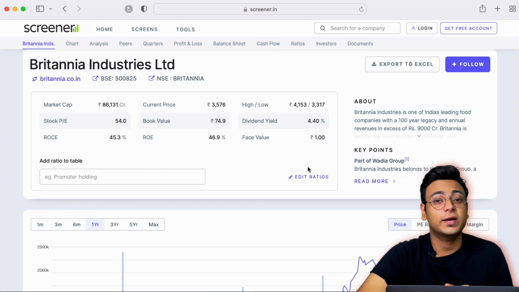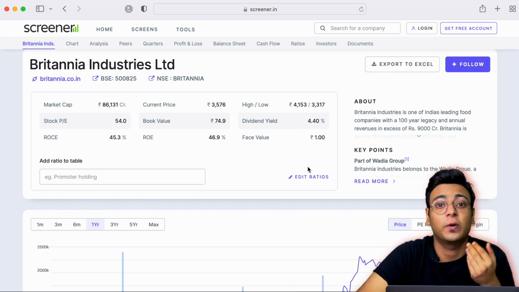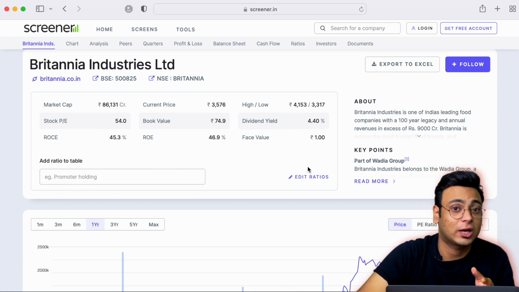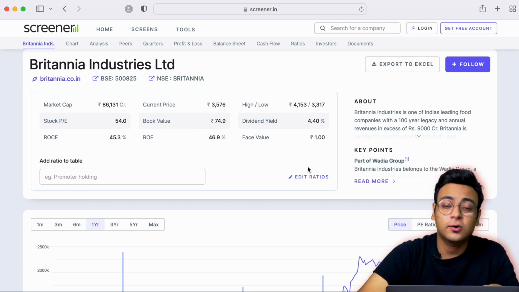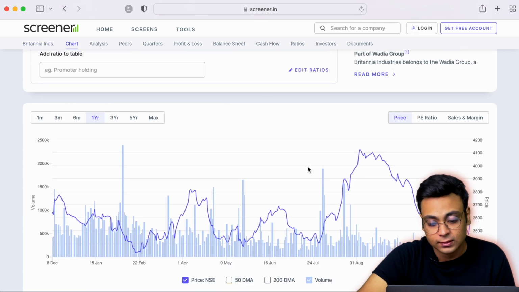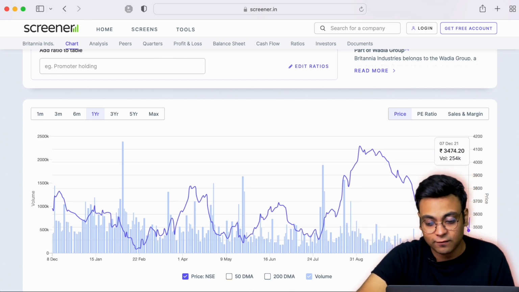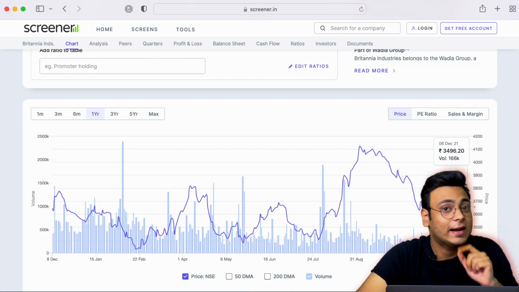Now let me give you a few examples of companies where the quarterly result didn't turn out very well and the company's share price also fell. Here on the screen you'll see Britannia Industries. This is a very famous company in India. If you look at the company's share price, it fell from the September all-time high of 4,124 to a level of 3,500 rupees. Let's find out why.